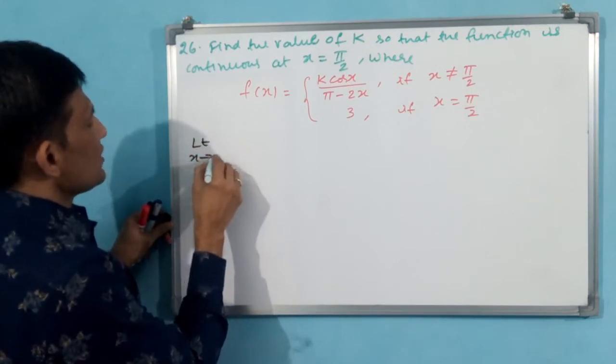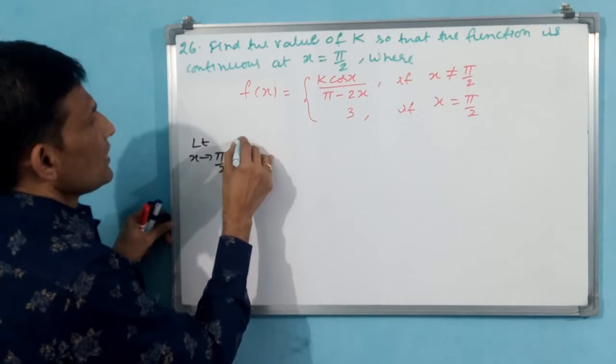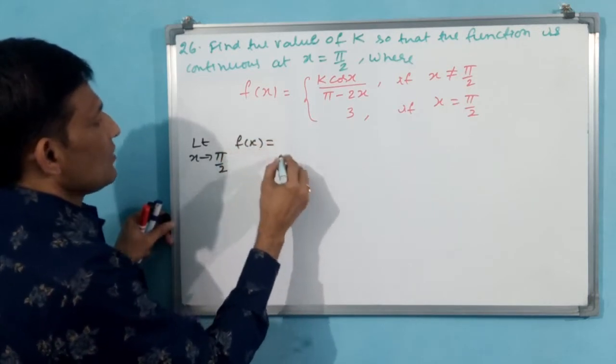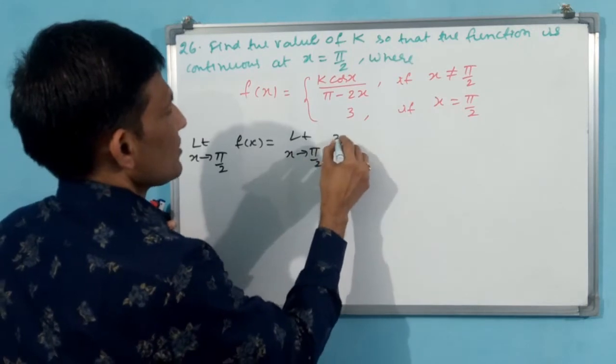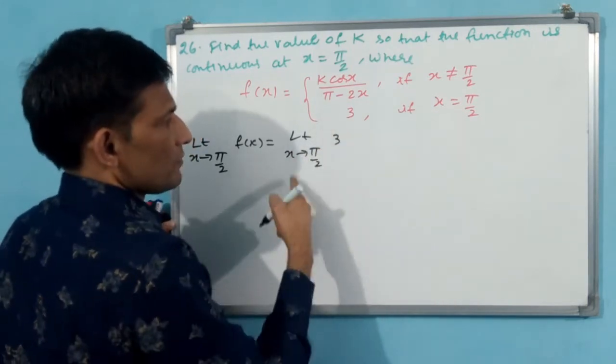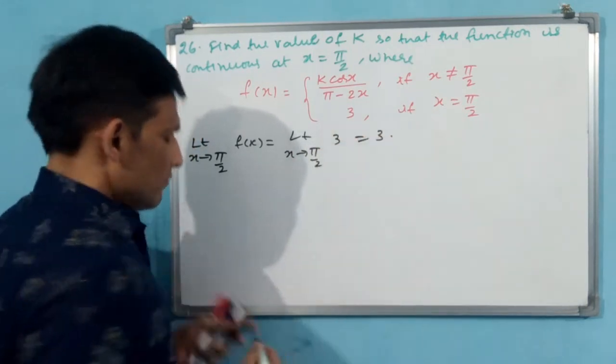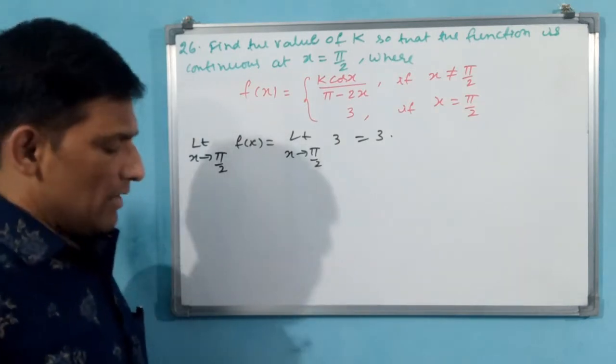Limit x tends to pi by 2 f of x is equal to limit x tends to pi by 2 ... 3. Why? Because equal to. That is equal to 3. Okay? This is one value.